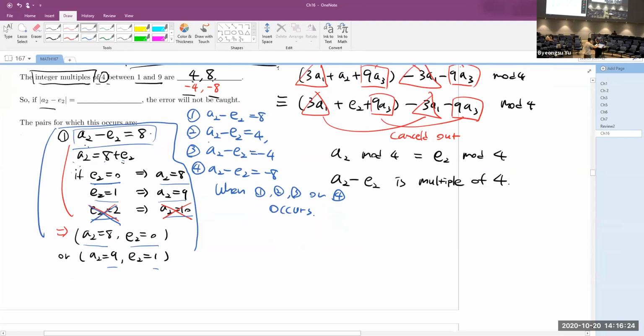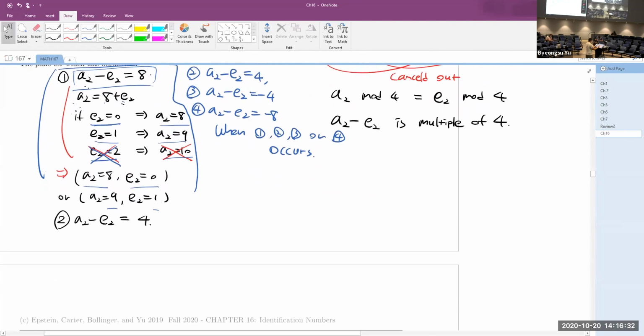And we can do the same thing for the next case, when A2 minus E2 is equal to 4. And actually in this case, it has a little bit more solutions. So in this case, A2 is 4 plus E2. So again, start with E2 as 0. Okay, give me a second.